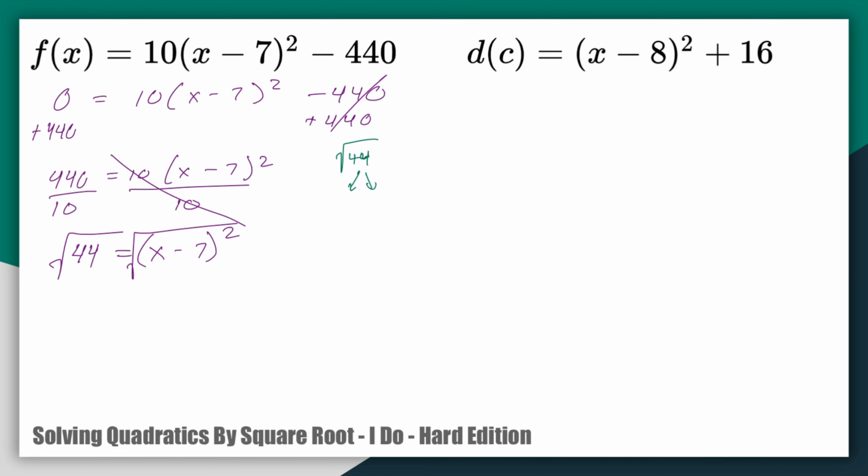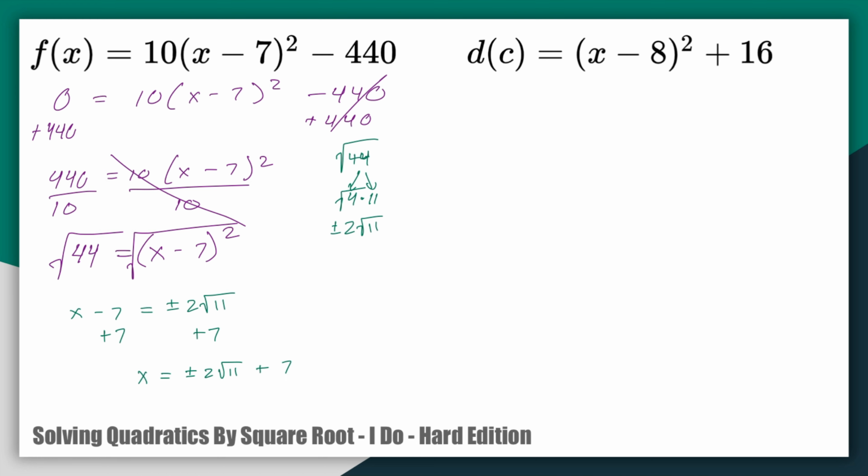I know that 4 times 11 gives me 44. 11 is a prime number. The square root of 4 gives me 2. So this is the same thing as plus or minus 2 times the square root of 11, okay? So we get, I'm going to flip this. So it's going to be x minus 7 is equal to plus or minus 2 times the square root of 11, okay? Then I need to add the 7, and I get x is equal to plus or minus 2 times the square root of 11 plus 7, okay?